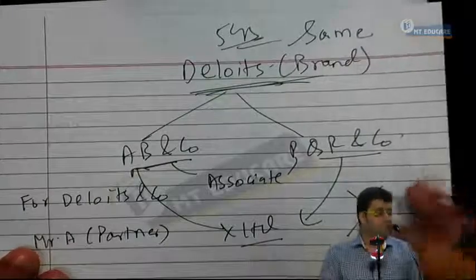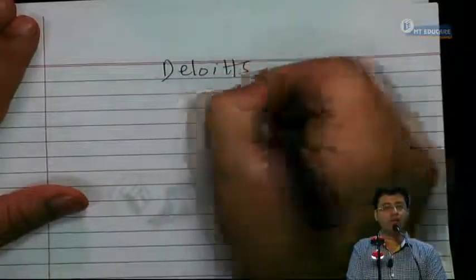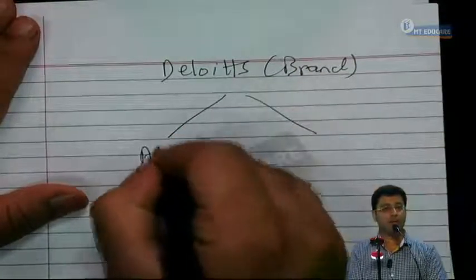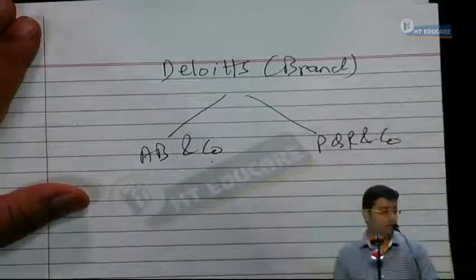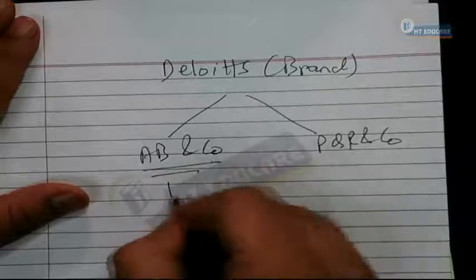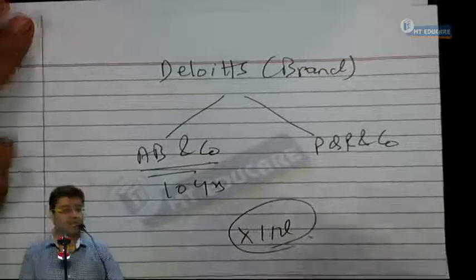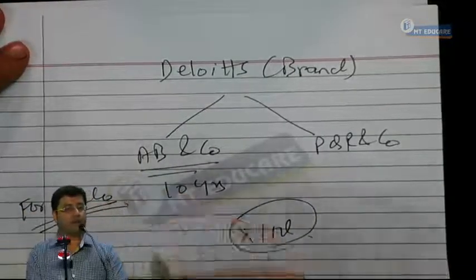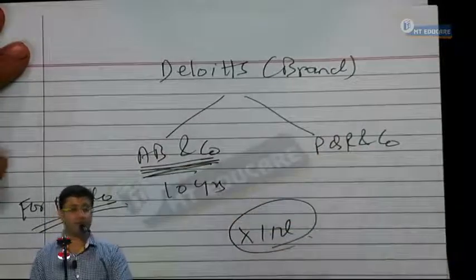You know now what will happen? If Deloitte is a brand and it had associate partner firms, A, B and Company and P, Q, R and Company, after completing 10 years of auditing X Limited, and they are signing in the brand name of Deloitte only. Always in the balance sheet, they used to write for Deloitte and Company. They never used to write their own name. Though they had a firm name, they never used that name.